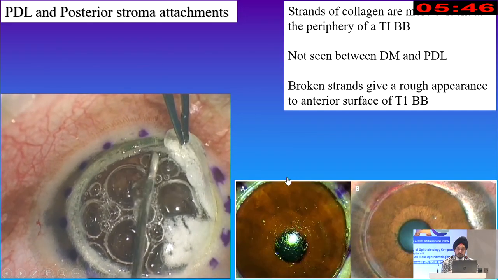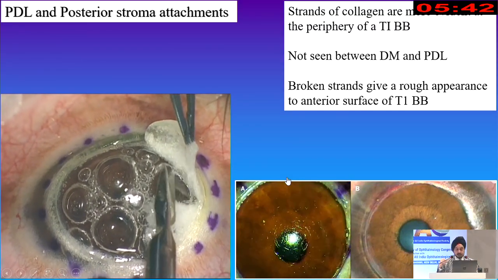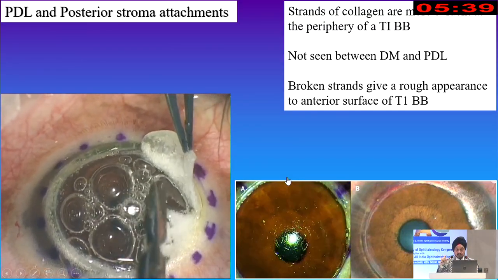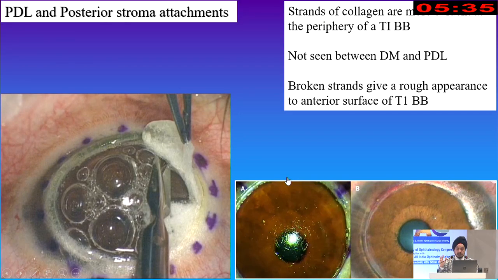Sometimes if your trephination does not reach the edge, the bubble does not reach the edge of the trephination, you will see strands extending between the posterior stroma and the anterior surface of the pre-Descemet's layer, which have to be cut or teased off. This will only happen with a type 1 bubble, which fortunately is 85% of the time. And these strands help you distinguish between a type 1 and a type 2. When you see a rough surface like that, you know you've got a type 1 bubble. If you see a very smooth surface like that, it's a type 2 bubble. This is where you have to take all those precautions.